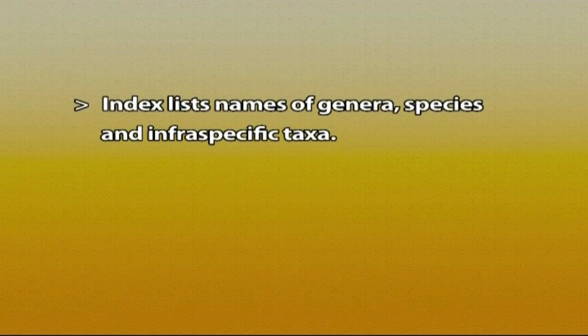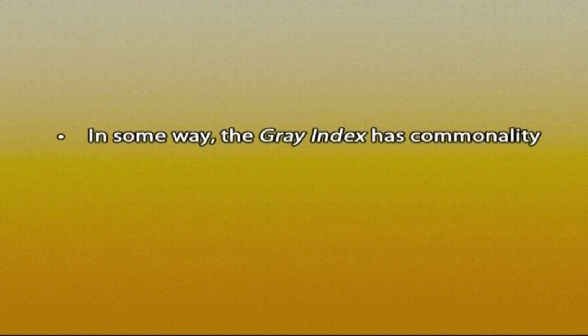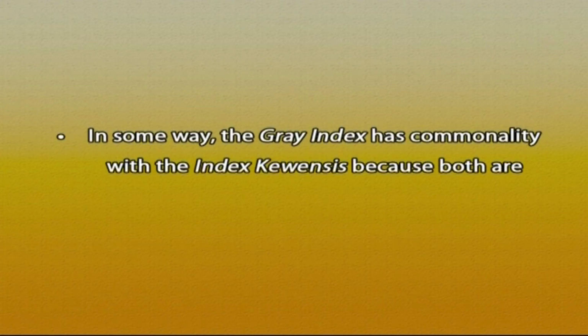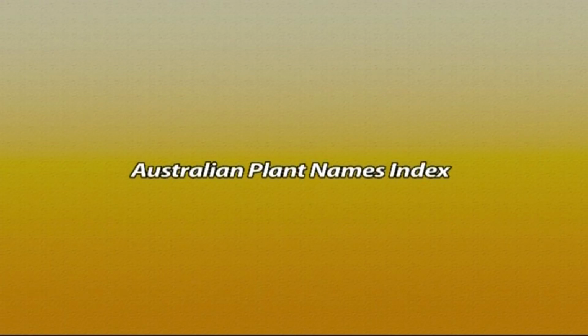As we know, the botanical names are in the Latin language. That's why all the Latin names published for New World vascular plants since the year 1885 have been included and are arranged alphabetically by genus. In some way, the Gray Index has commonality with the Index Kewensis because both are involved with the names of taxonomic groups. In addition to these 2 main indexes, there is one more index by the name of Australian Plant Names Index.